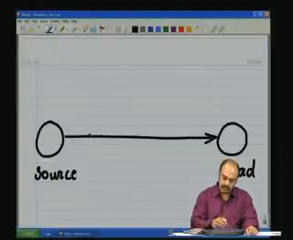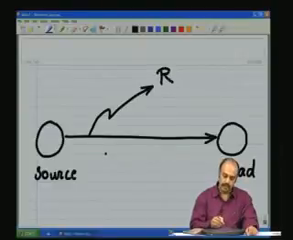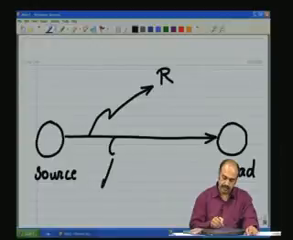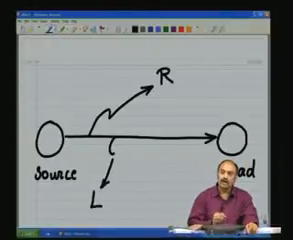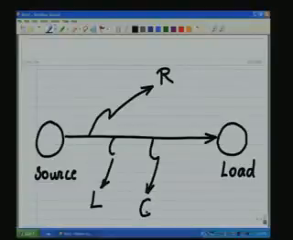and in between the energy can get dissipated in the resistor R, or it can get stored as kinetic energy in the component called L or the inductor. It can get stored as potential energy in the component called C, the capacitor, or it can also get transformed from one type of energy to another type of energy, like electrical to magnetic, magnetic to mechanical, so on and so forth.